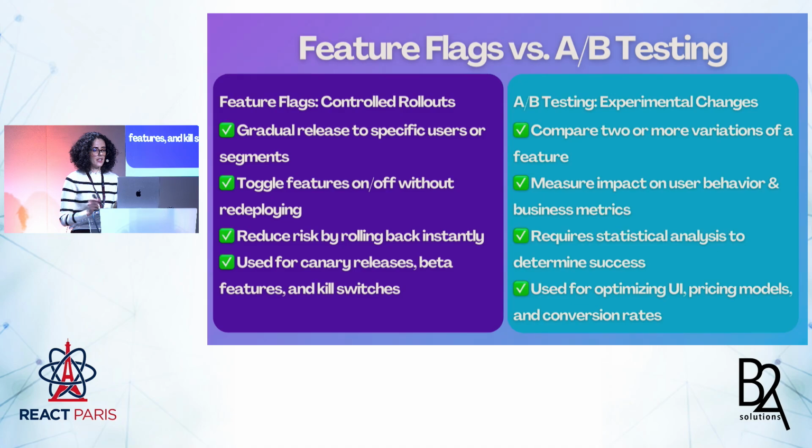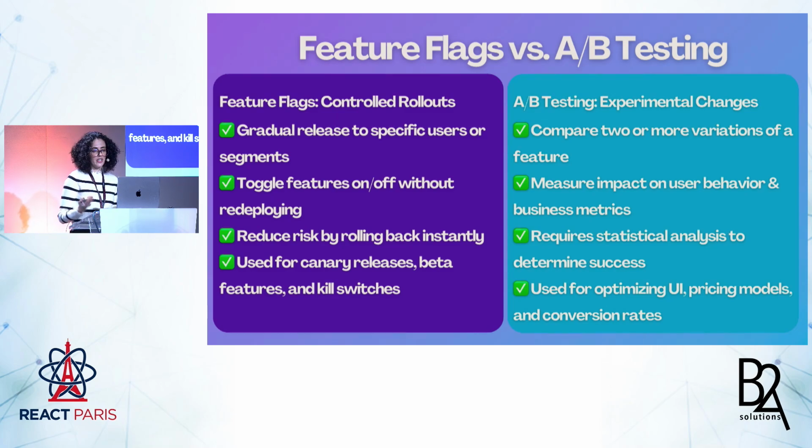And the first thing which I want to compare is feature flags and A/B testing. Feature flags are control rollouts, which allow us to toggle features on and off without redeploying. It helps for gradual release to specific users or segments, reduces risk by rolling back instantly, and is used for canary releases, beta features, and kill switches.